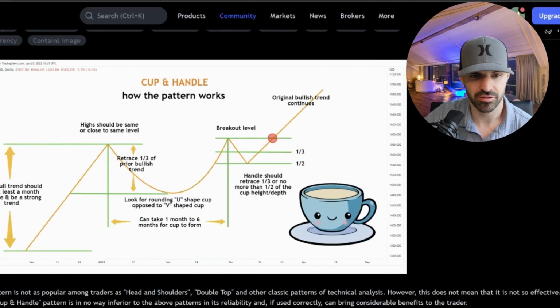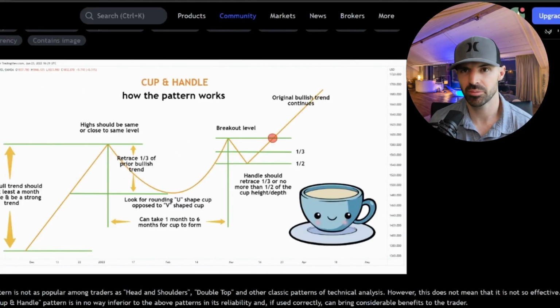So next up, we have a cup and handle. And out of all the patterns I'm showing you today, this is probably one of my favorites because it has a high success rate. And if I see it in the charts, I usually put on a trade because, as you can see in this diagram here, a pattern like this can take anywhere from one month to 6 months to form this cup. So usually it's a bullish pattern.